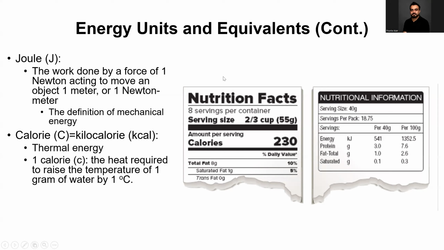So here, this is the nutrition facts table in the US, which is calorie. Here on the right side, we have nutritional information. I suppose this is in Australia or another country. This is also on the food product. This is a nutrition fact label on the food product. And instead of stating the energy as kilocalorie, it's stated by kilojoule. So this is very interesting.